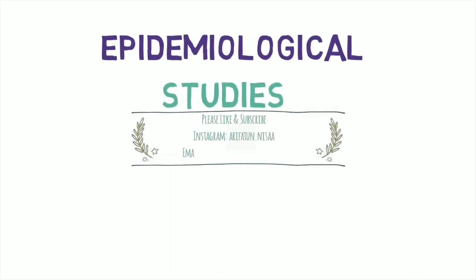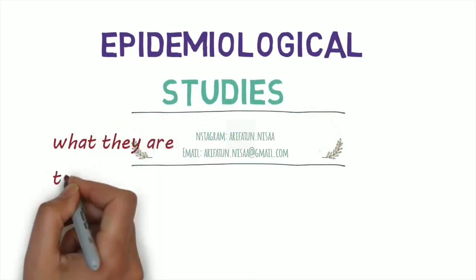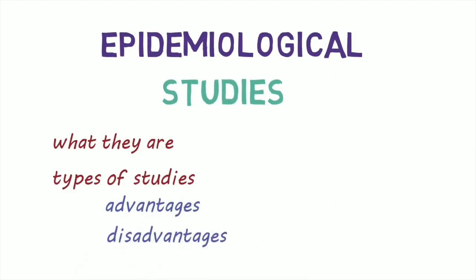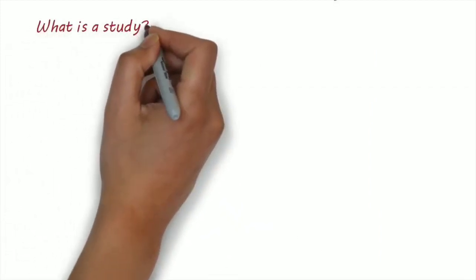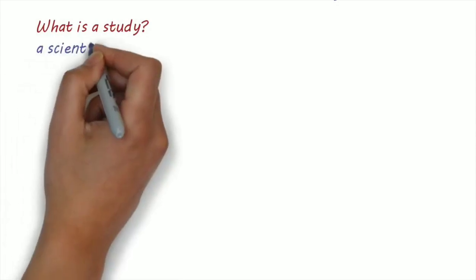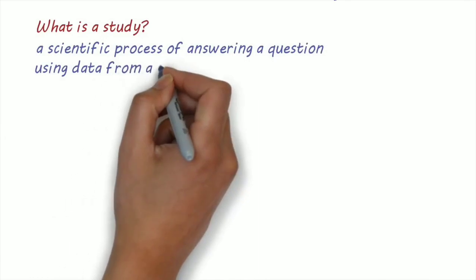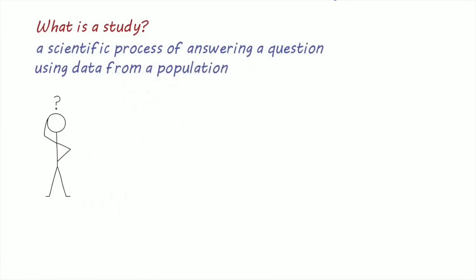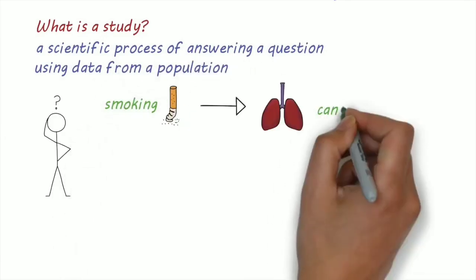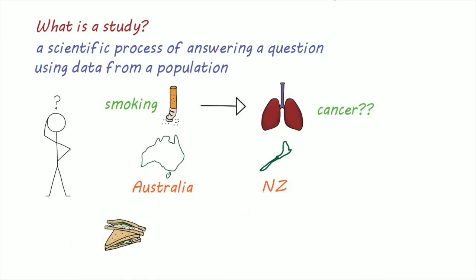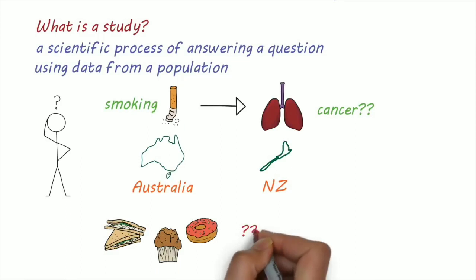Look at epidemiological studies, what they are, a few different types of studies, their advantages and disadvantages. First of all, what is a study? Well, simply put, a study is a scientific process of answering a question using data from a population. It can be any question. For example, does smoking cause cancer? Is there more disease in an area compared to another? Or what food is responsible for causing an outbreak?